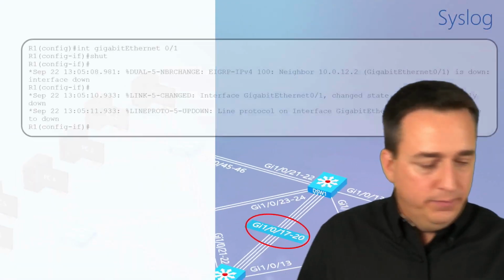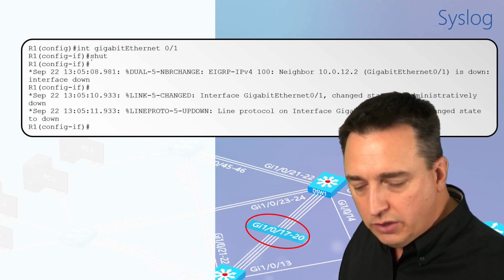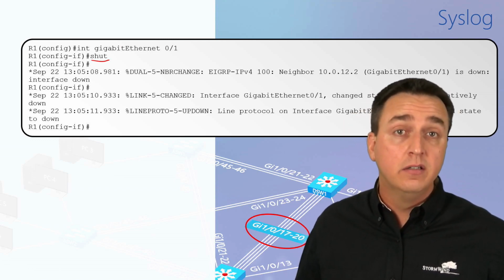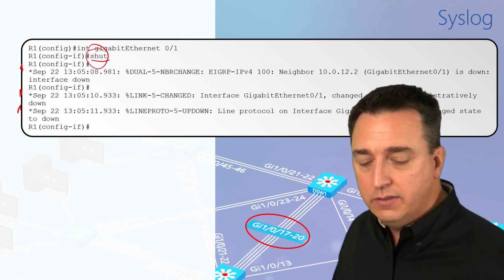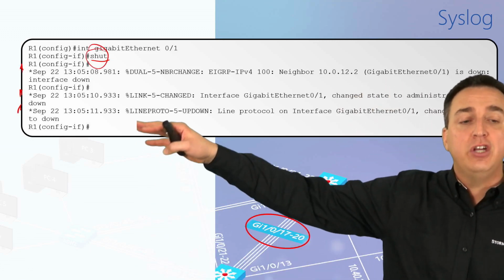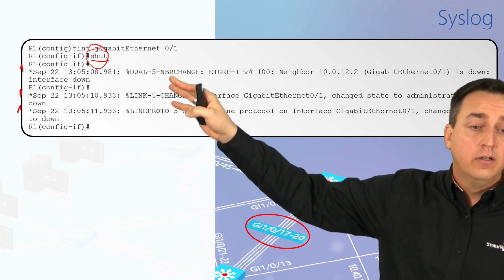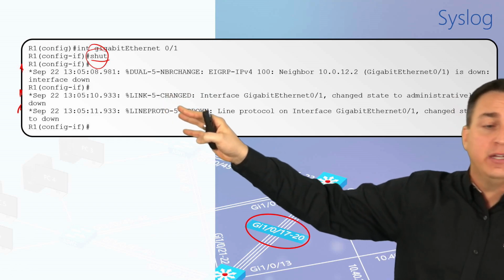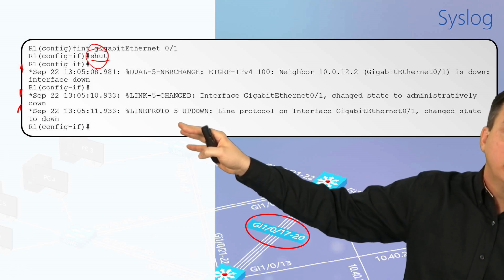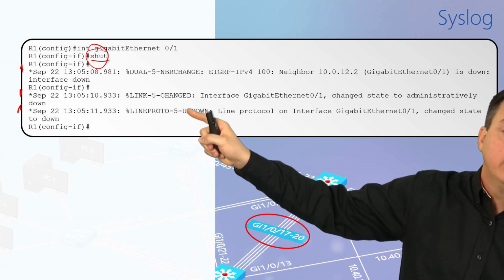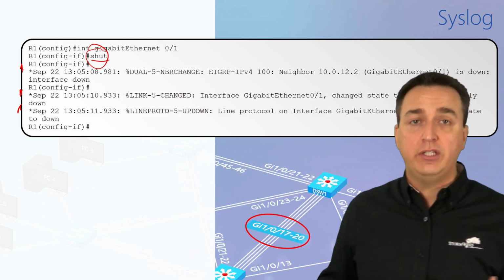So here's a message. Example of a message. So we shut down the interface, which causes an event. And so I have 3 messages that were generated because of this one event. We've had an EIGRP neighbor change because of that, we had the interface administratively go down, and then we had the line protocol go down as well. So we went down at layer 1, down at layer 2, and it affected our EIGRP neighborship. So these are all related to each other in some way, shape, or form.